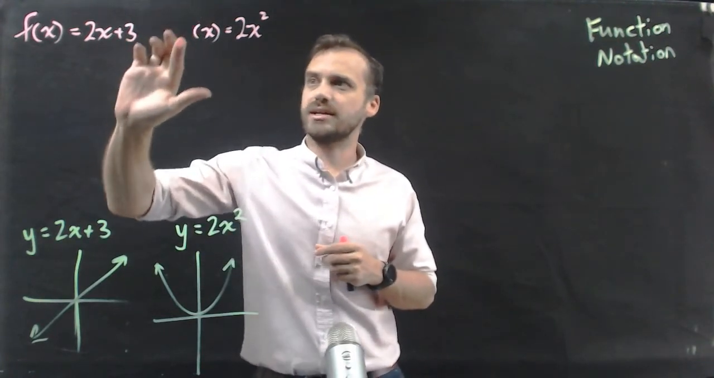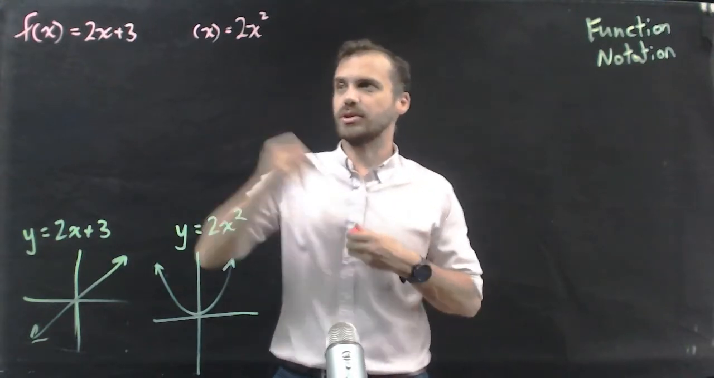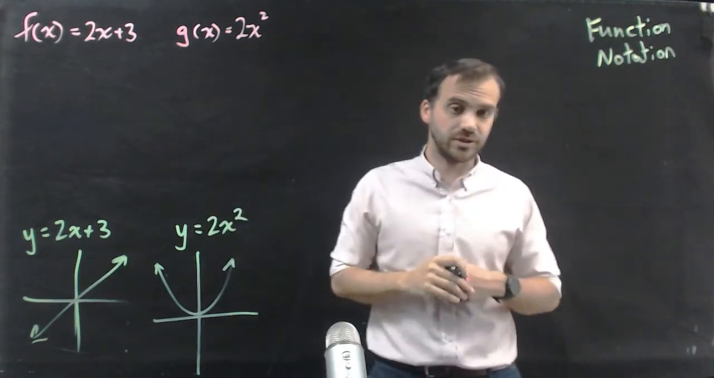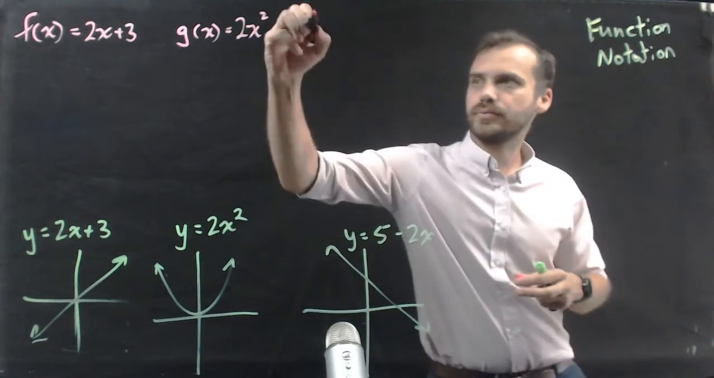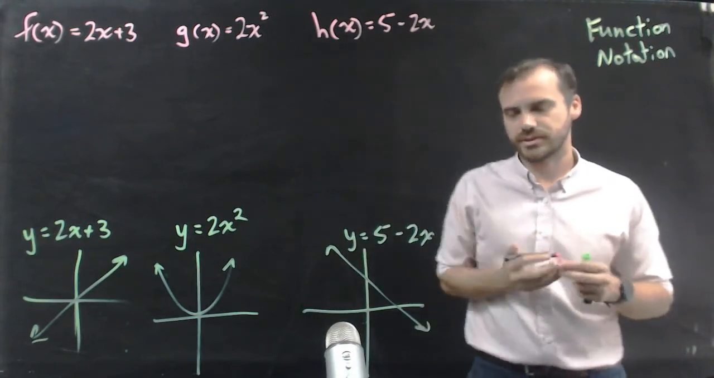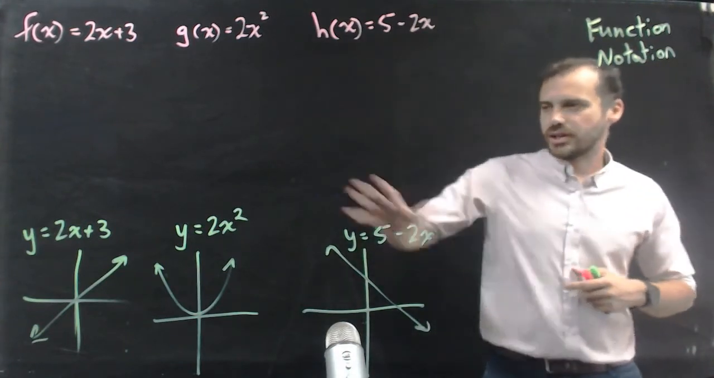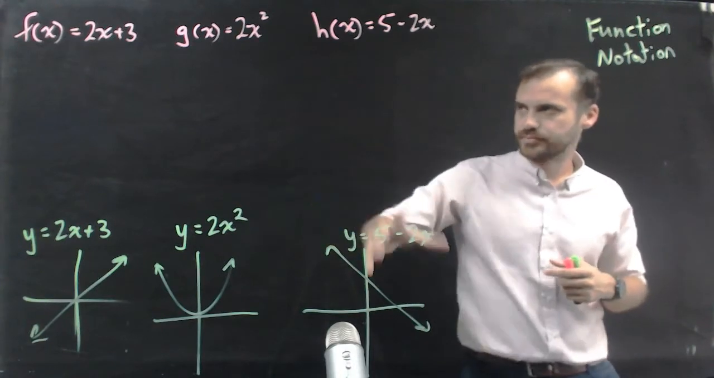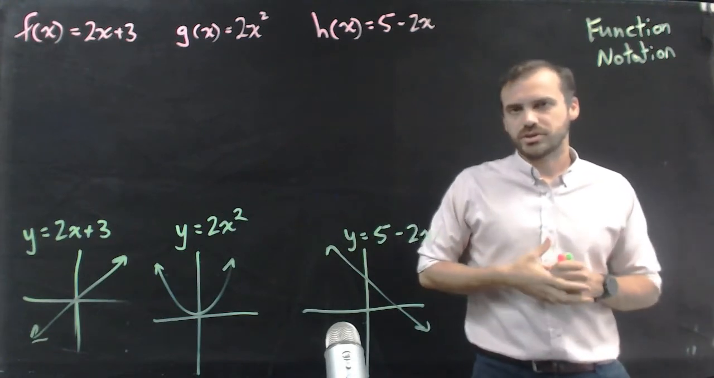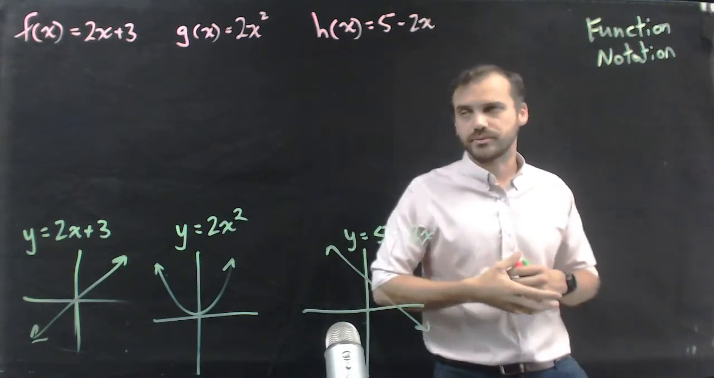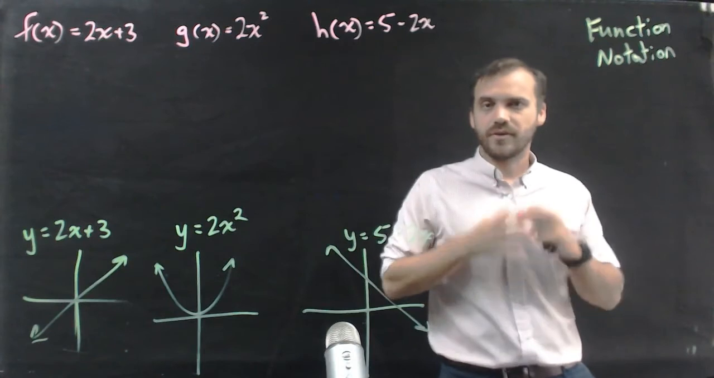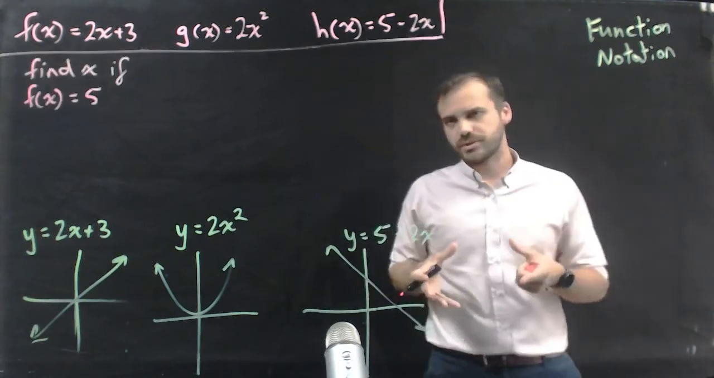If I want to talk about a second function at the same time, I'm going to call it g of x. And if I want to talk about a third function at the same time, I'm going to call it h of x equals 5 minus 2x. So function notation allows us to come up with a bunch of functions and name them f of x, g of x, h of x, and talk about them in that way. So if I say to you now, what's g of x? You'll say 2x squared. What's f of x? You'll say 2x plus 3. What's h of x? 5 minus 2x. Very, very straightforward.